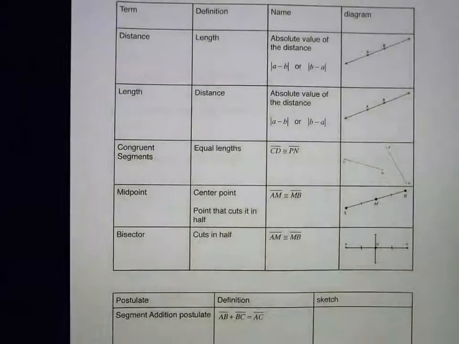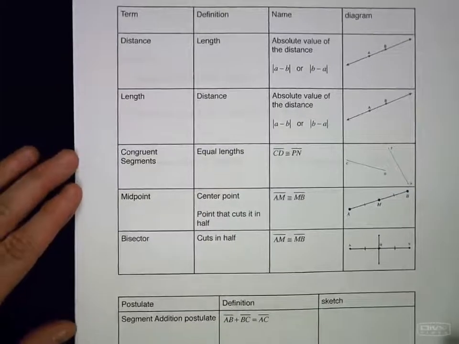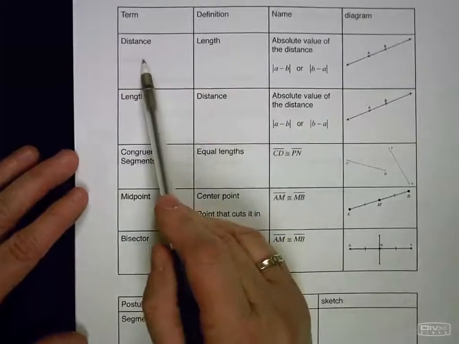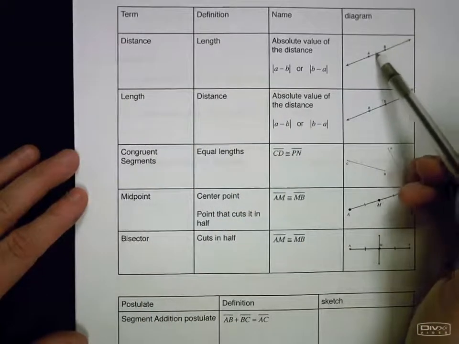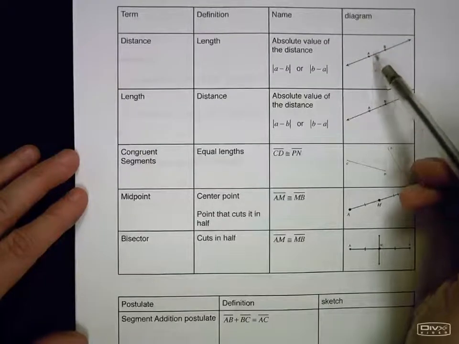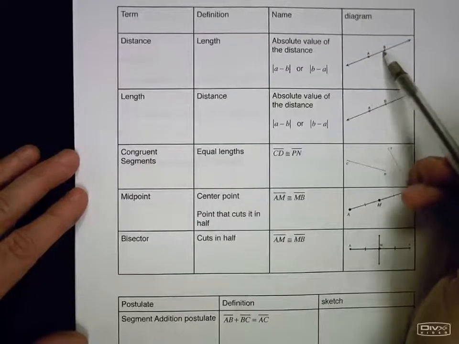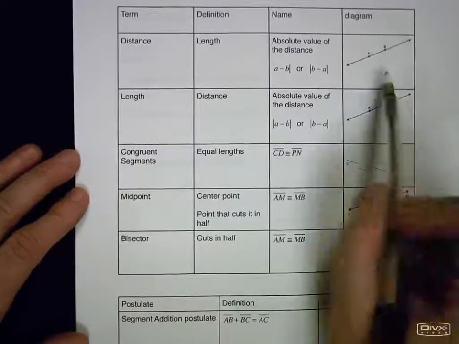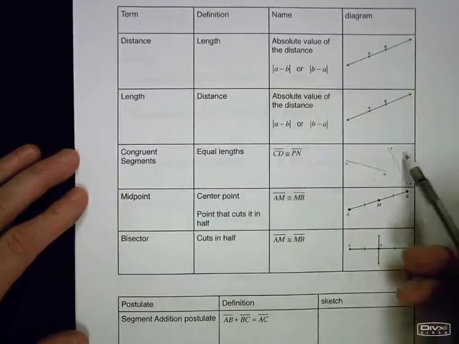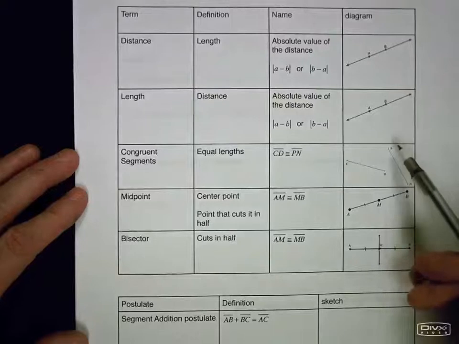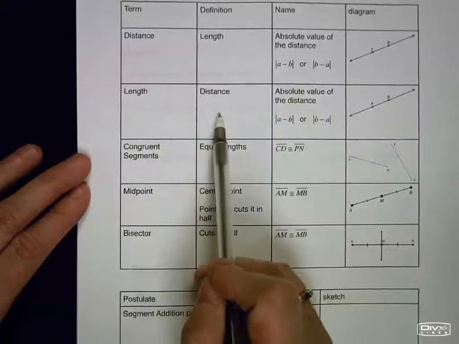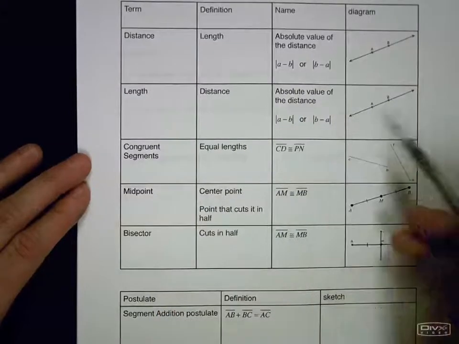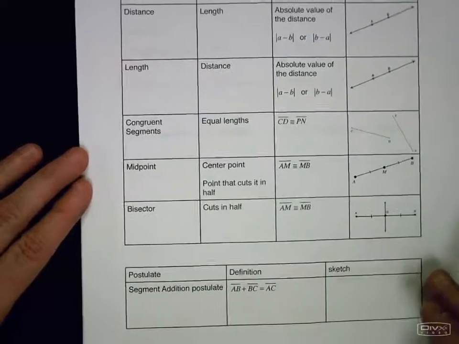In Chapter 1, Section 2, we will be measuring and constructing segments. And our first definition is a distance. And by distance, we mean the length. So if we're trying to find the distance or the length between these two things, we just subtract them. We can either do A minus B or B minus A. And then from there, we do the absolute value, and the absolute value makes that number always positive. And length is the same thing as distance, so you subtract the two and then find the distance.